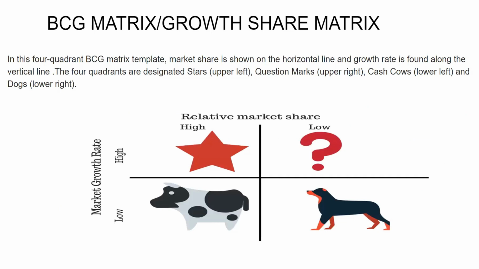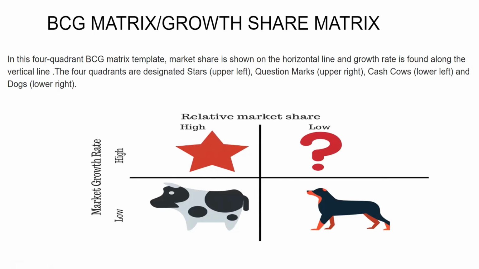This is how the BCG matrix looks like. In this 4-quadrant BCG matrix template, market share is shown on the horizontal line and growth rate is found along the vertical line. The 4 quadrants designated are the stars on the upper left, question marks on the upper right, cash cows on the lower left, and dogs on the lower right.